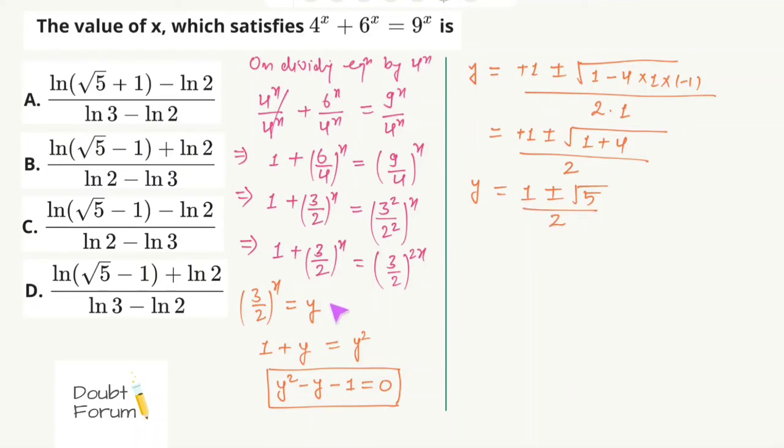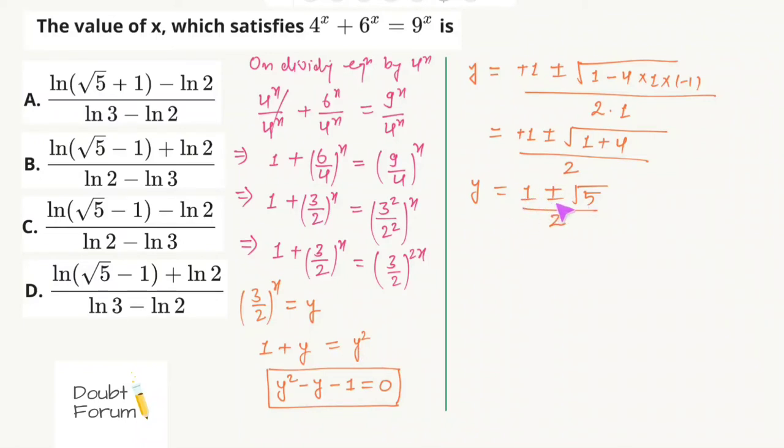Now we have to look into that. For any real value of x, the value of y will be a positive number. This cannot be a negative number, because for any real value of x, this (3/2)^x term will be a positive number. So from this equation also the value of y should be a positive number. So the negative number we have to remove because that is not a valid solution for this quadratic equation.